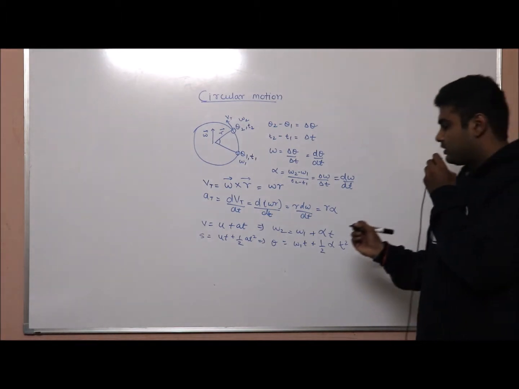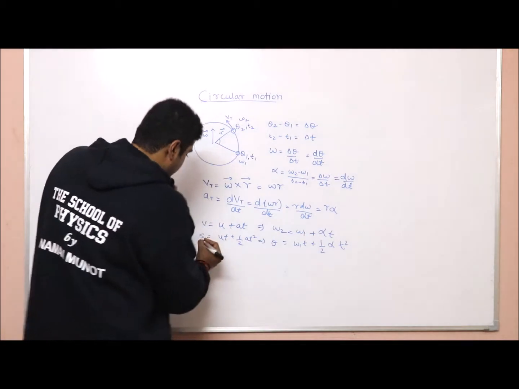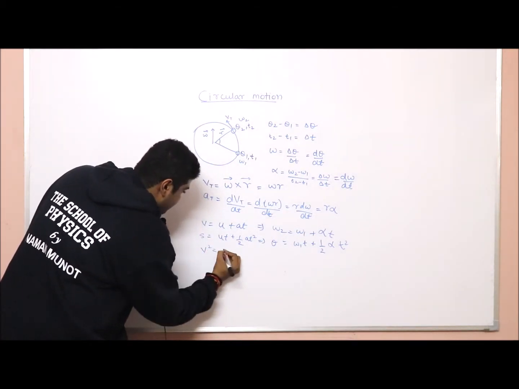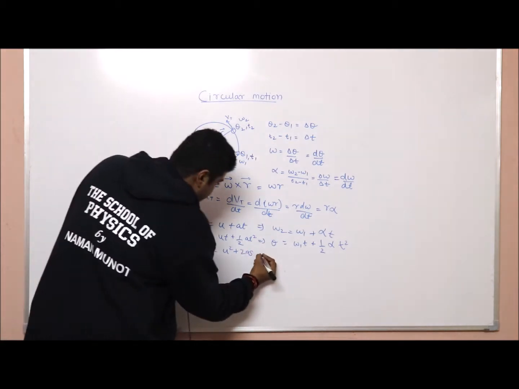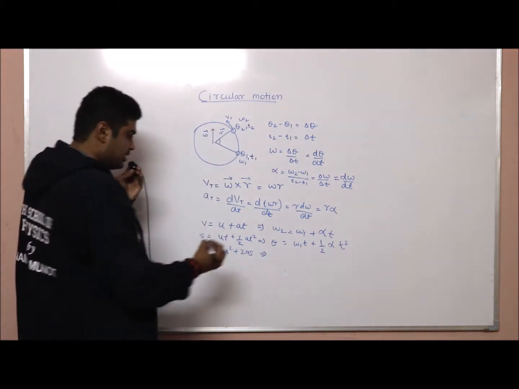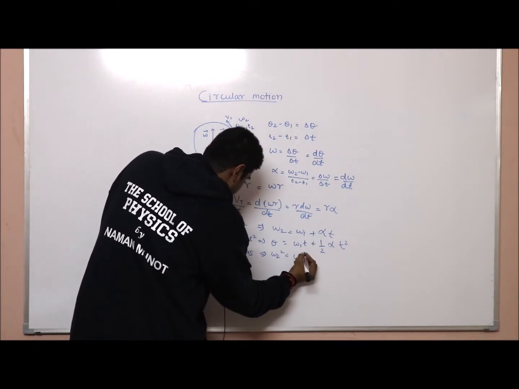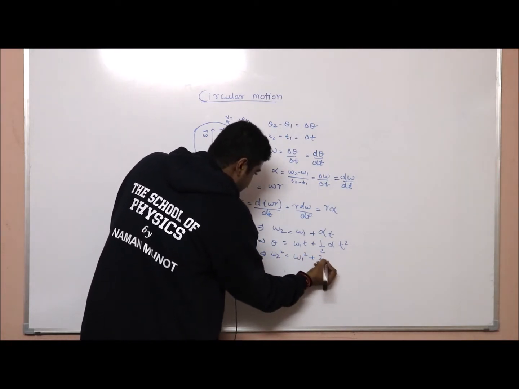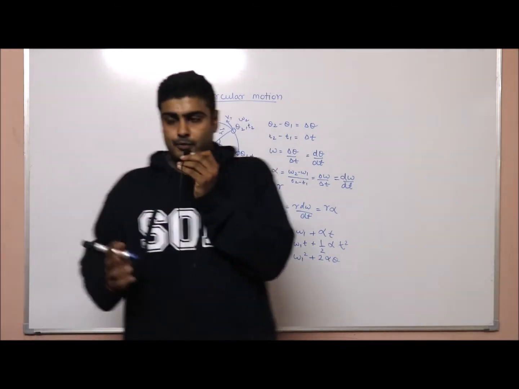Now the next equation was v square is equal to u square plus 2as. This can be written in circular motion terms as omega 2 square is equal to omega 1 square plus 2 times alpha into theta. Simple, very simple, right?